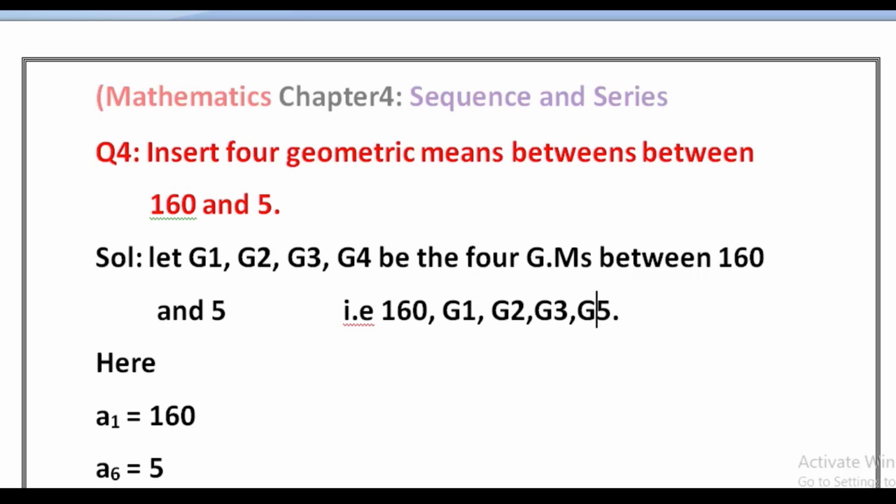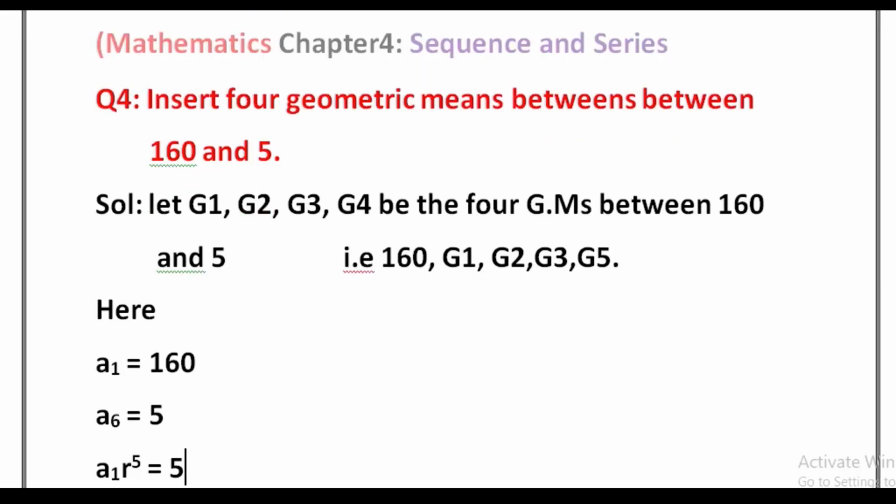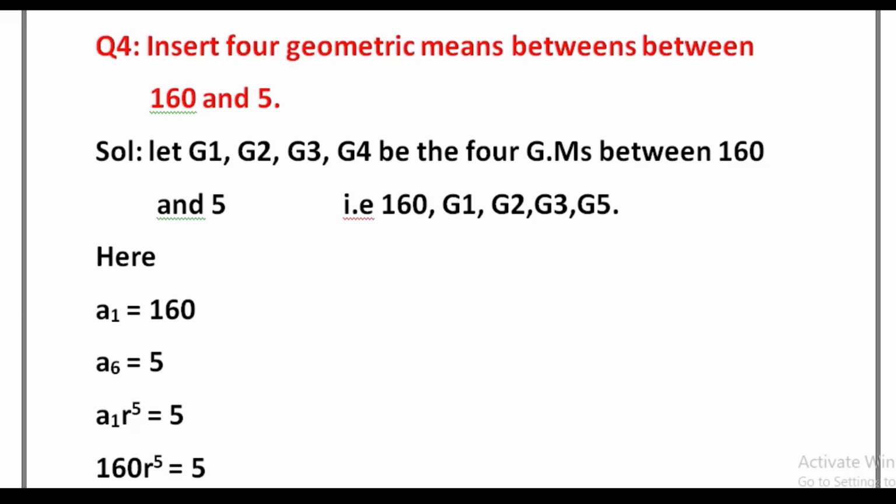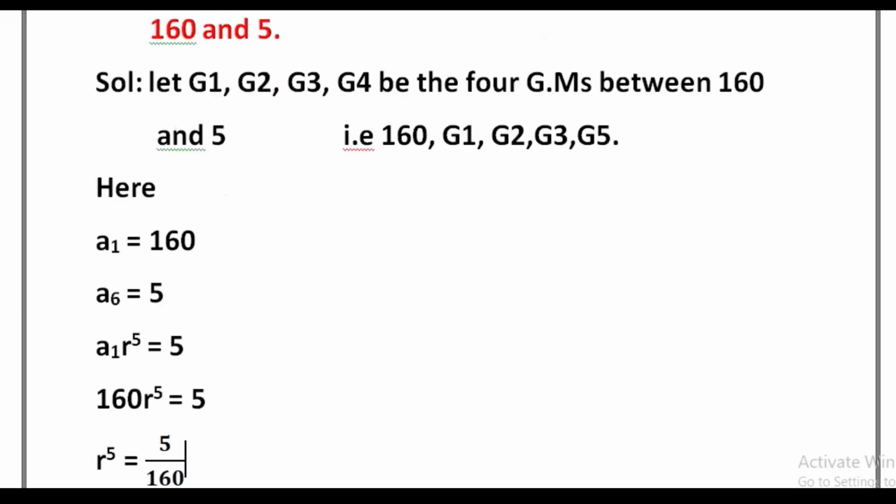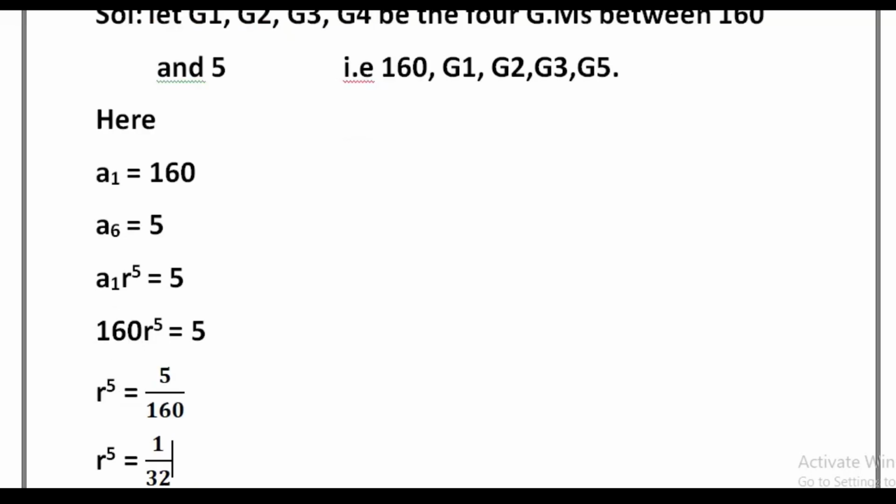Here A1 is equal to 160 and A6 is equal to 5. A6 can also be written in geometric sequence, that is A1 r power 5 is equal to 5. So value of A1 is 160, r power 5 is equal to 5, dividing by 160 on both sides. So 5 divided by 160 is 1 divided by 32. So r power 5 is equal to 1 divided by 32.